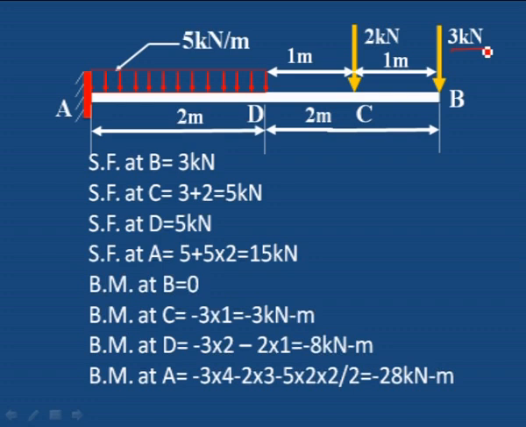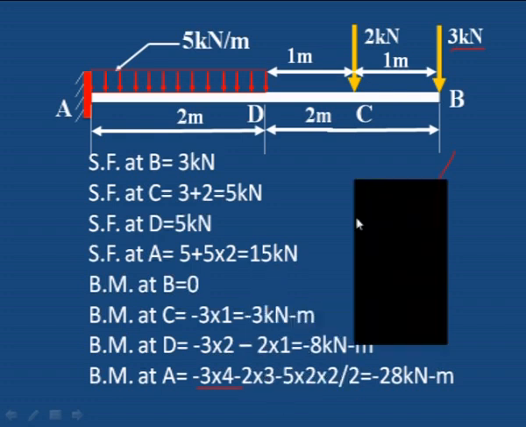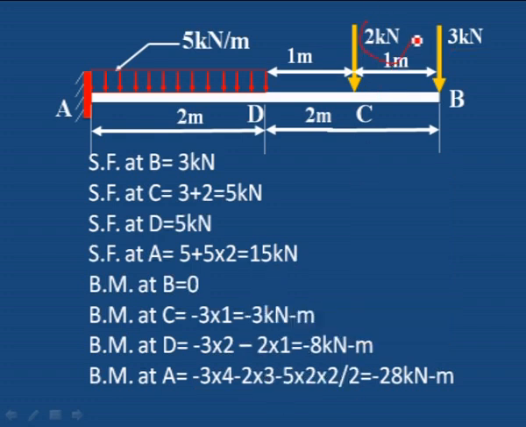First we will take the 3 kilonewton load and take moment towards A. The distance is 2 plus 2, which is 4, so 3 into 4. The first load is over. The second load is 2 kilonewton, acting at a distance of 2 plus 1, which is 3 meter, so 2 into 3: 2 kilonewton into a distance of 3 meter.